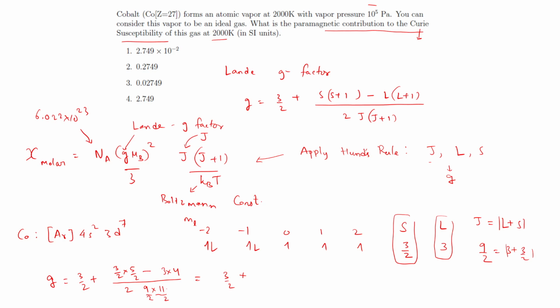Okay, fine. So I think you can simplify this, and on simplification you will simply get 4 over 3, and you can now put everything. You have all the required quantities, and you'll get the solution to be this one.